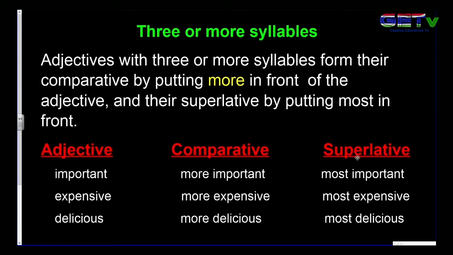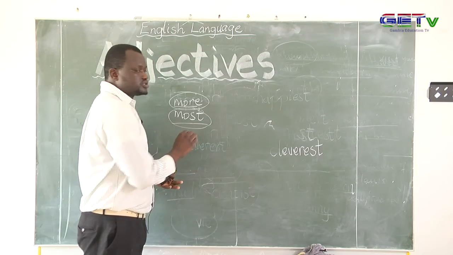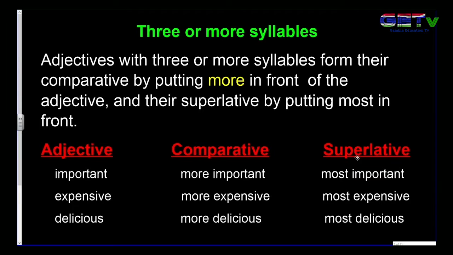3 syllables. So we use more for the comparative and most for the superlative. Expensive, more expensive, most expensive. And now the last adjective, which is delicious. Delicious. Also 3 syllables. So we use more and most for the comparative and superlative. Delicious, more delicious, most delicious.